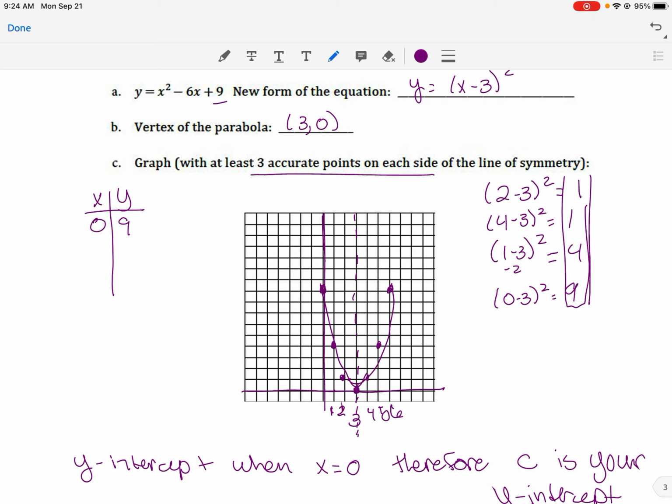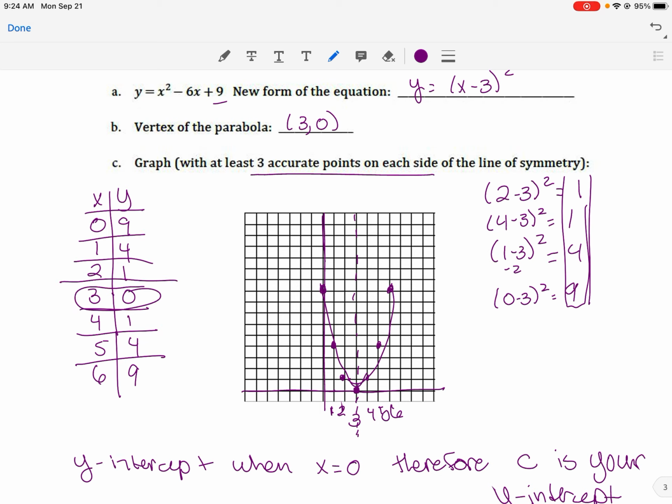0, I get out 9. When I put in 1, I will get 4. When I put in 3, I get, oh, I don't put in 3. Sorry, when I put in 2, I get 1. When I put in 3, I get 0. And then that pattern is going to hold on the other side, right? Because we start getting negatives inside our parentheses, but when it's squared, the negatives go away. So when I put in 4, I get 1. When I put in 5, I get 4. And when I put in 6, I get 9. So there's my table with 3 points on either side of the vertex.